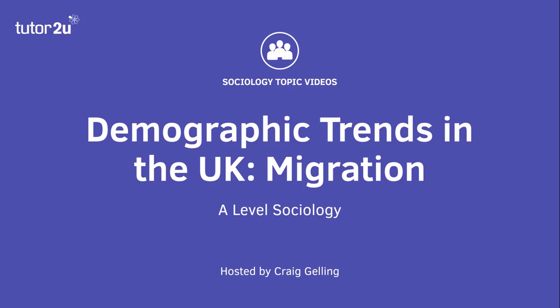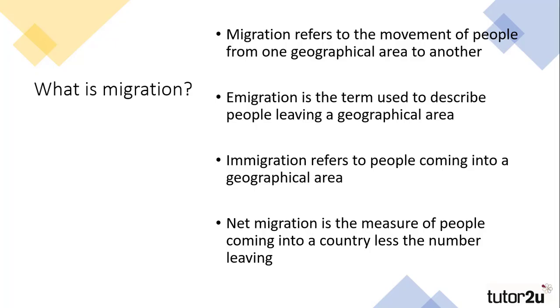Welcome to this Tutor to You Sociology topic video on demographic trends in the UK, looking at migration. One of the key trends that sociologists examine when looking at demographics is migration. But what is migration? Well, migration refers to the process of people moving from one geographical area to another. Now, this can be internal migration, say from Liverpool to London, or international migration from one country to another.